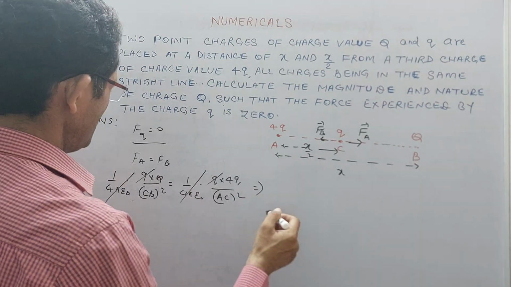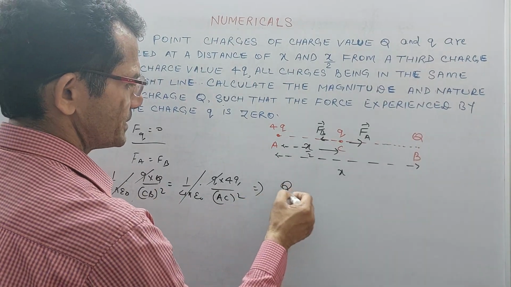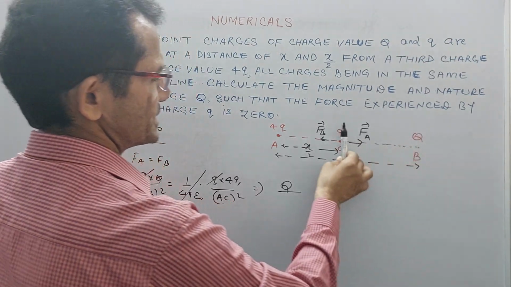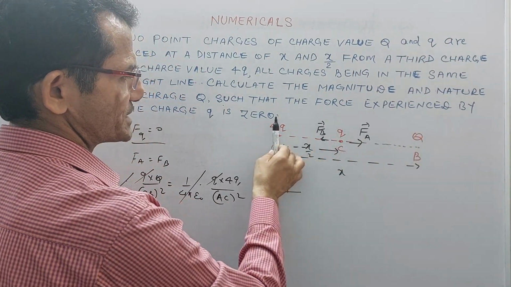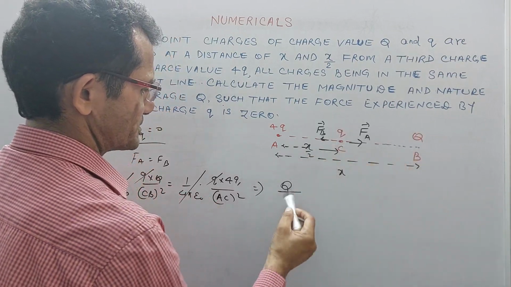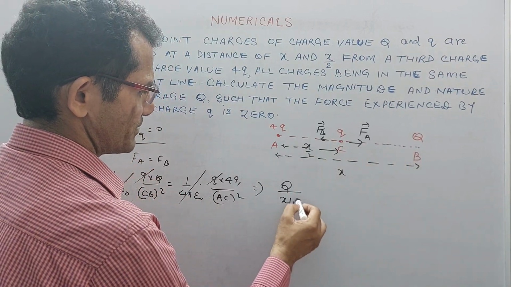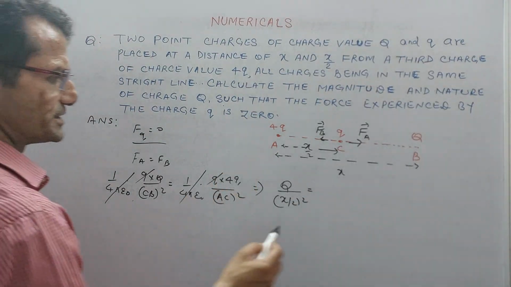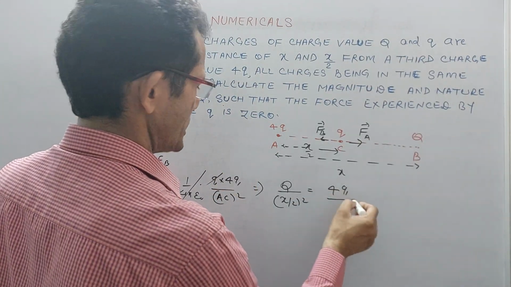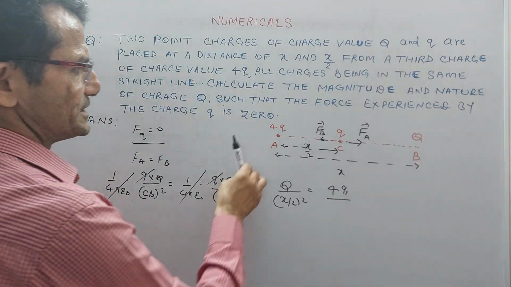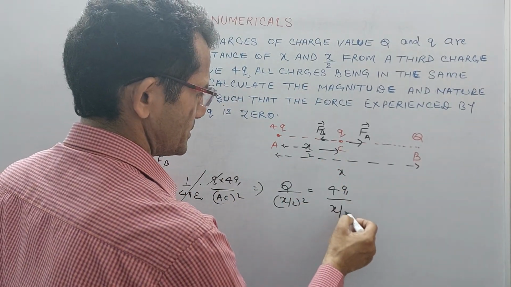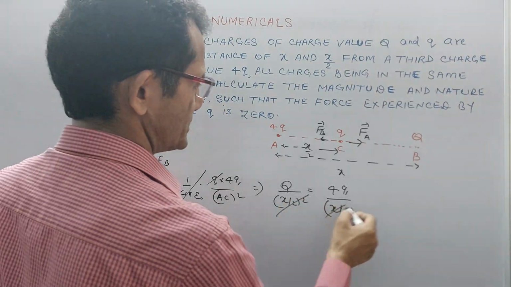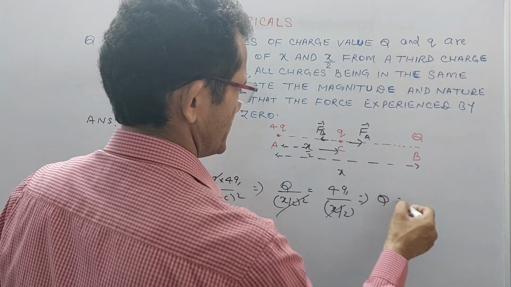What comes out as the value? We have Q divided by CB squared. CB has the value x by 2, because this is x by 2, this is x, and this becomes x by 2. So Q divided by x by 2 whole square is equal to 4Q upon AC squared, where AC has the value again x by 2. If I simplify this, the value comes out Q is equal to 4Q.